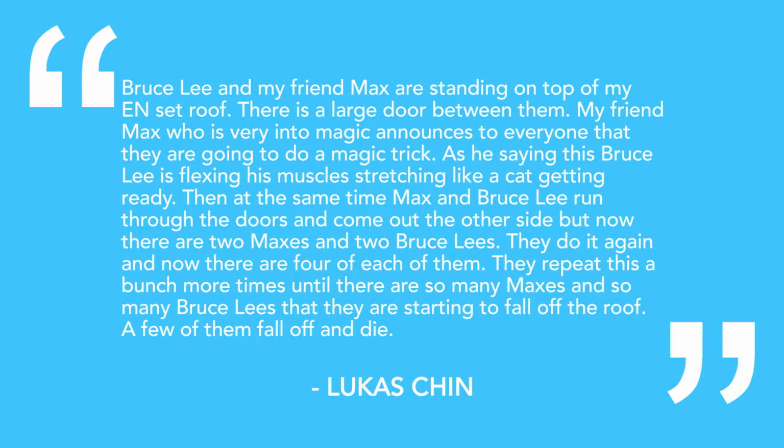Then at the same time, Max and Bruce Lee run through the doors and come out the other side. But now there are 2 Maxes and 2 Bruce Lees. They do it again, and now there are 4 of each of them. They repeat this a bunch more times until there are so many Maxes and so many Bruce Lees that they are starting to fall off the roof. A few of them fall off and die. Great. Thanks for adding that bit at the end. Really needed that. No, I'm just kidding. It's great. It's just how your brain naturally follows with that sequence of events, right?